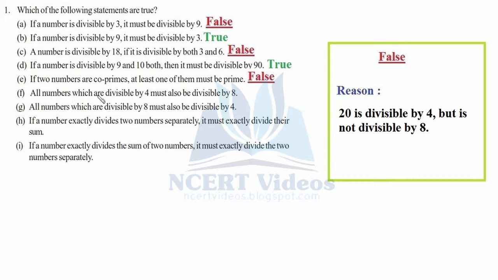F. All numbers which are divisible by 4 must also be divisible by 8. It is saying all. So it is false. 20 is a number which is divisible by 4, but it is not divisible by 8.